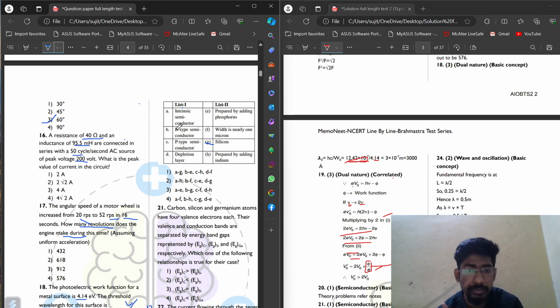Here the pentavalent element is phosphorus, right? That is pentavalent. And your B is the n type semiconductor. So B is the n type semiconductor, that means the pentavalent here will be this phosphorus. And the p type semiconductor is prepared by adding indium, that is a trivalent. And what is depletion here? For the semiconductor it is lesser than 3.5 electron volt, that is equal to 1 micron. That is the size of the depletion layer, 1 micron.